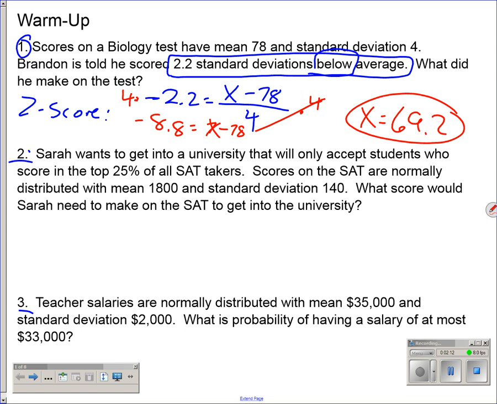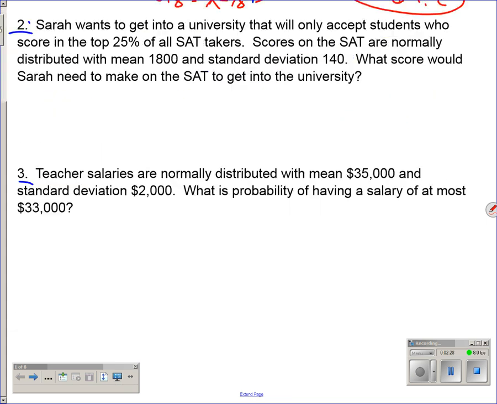All right, and then number 2 and number 3, if I'm talking about values or percentages, that kind of stuff, that was all done in the calculator. Your homework was all done in inverse norm or normal CDF. So look at number 2. Look at the keyword here. It says Sarah wants to get into a university that only accepts students who score in the top 25% of all SAT takers. Well, they're normally distributed.